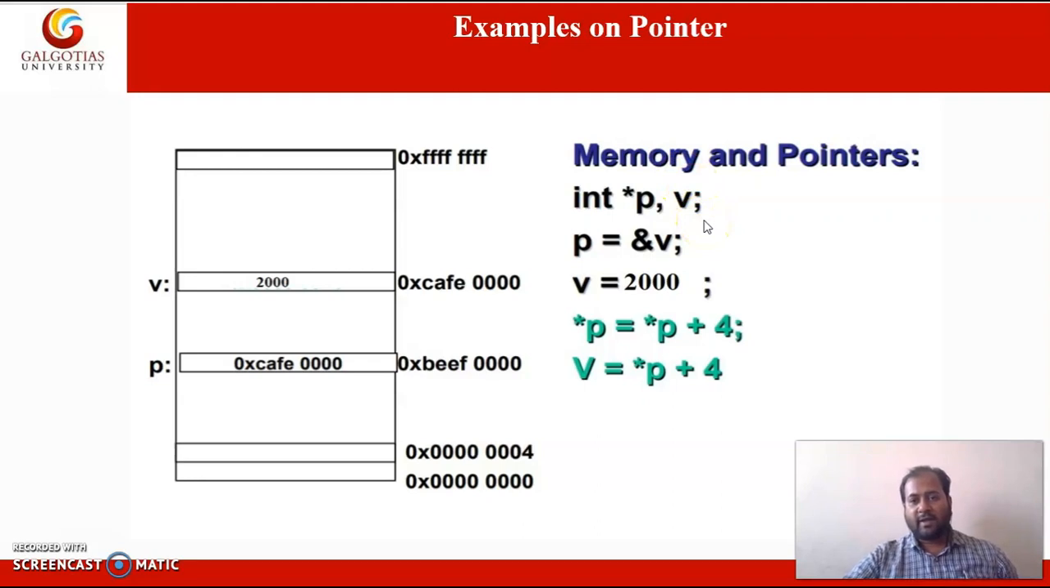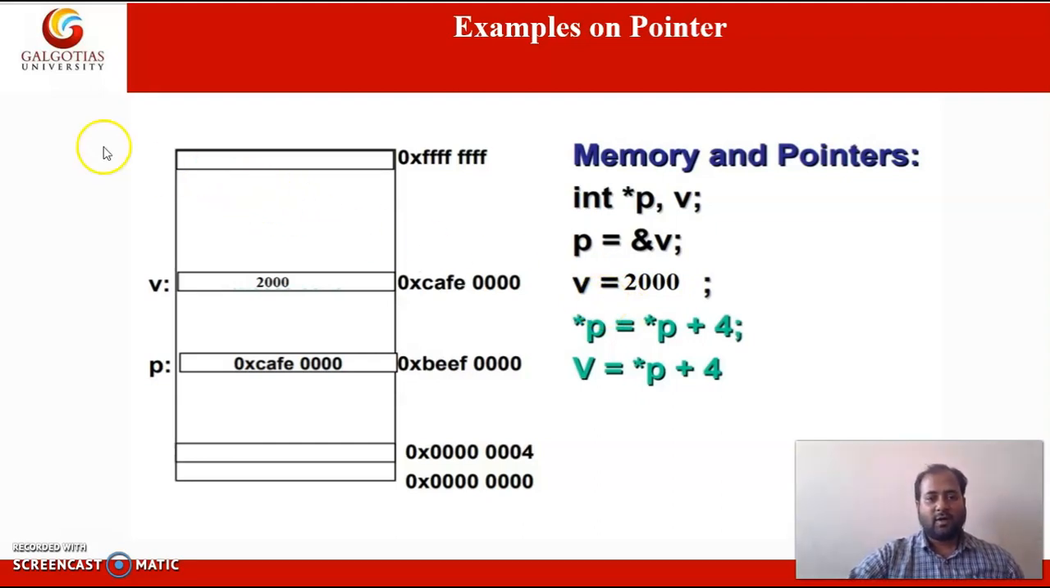This is also another example. Here we have the instruction in the program, int *p, v. Since there is a star before p, it is a pointer variable, and v has no star before it, so it is a normal variable. In the next instruction we are storing the address of v in p, and in the next instruction we are assigning the value of v to 2000.